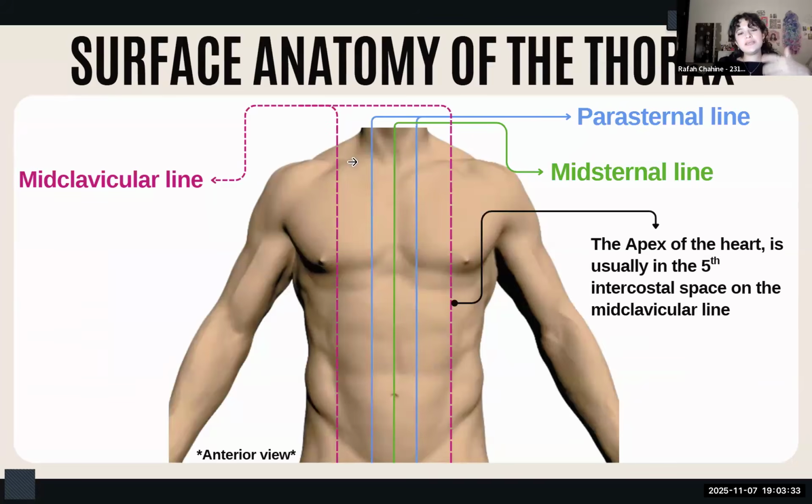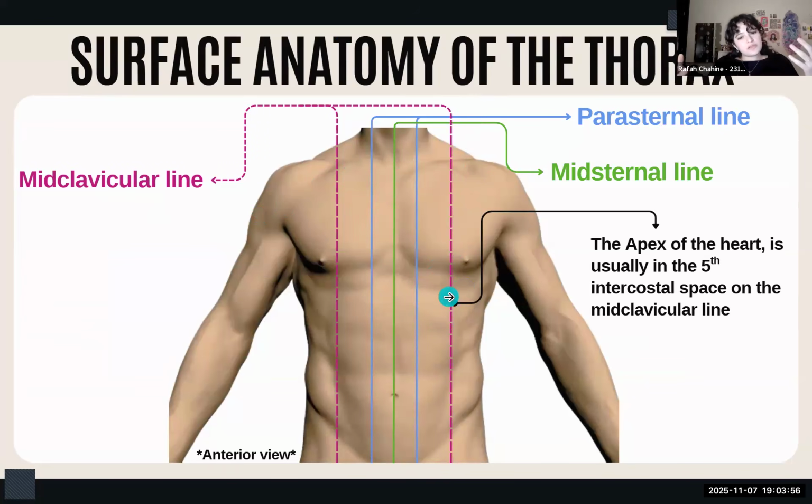What is the importance of this surface anatomy? If I tell you, I want you to feel the apex of the heart. The apex of the heart is the absolute tip of the heart, right? You know, the heart is like an upside down pyramid. The tip of it is called the apex, right? I want you to feel the apex of the heart from the outside. How are you going to do that? You're going to go down the midclavicular line to the fifth intercostal space.